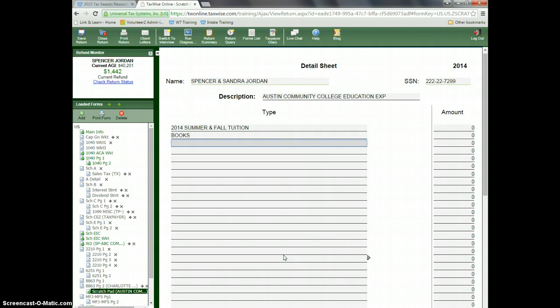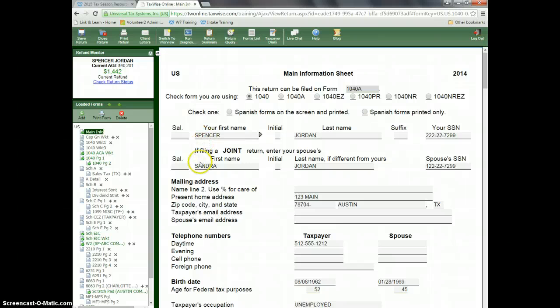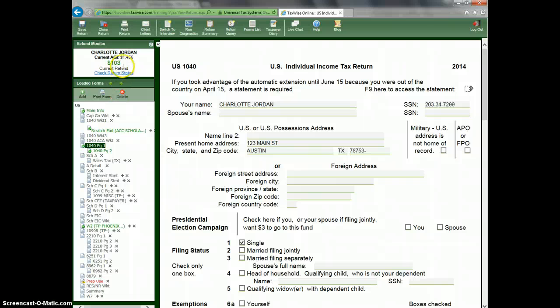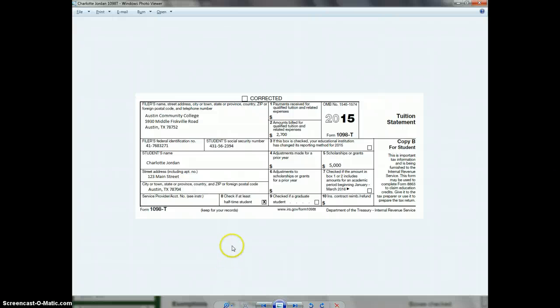We have an example here of two parents, Spencer and Sandra Jordan, and we're also doing a return for their daughter Charlotte. When they came in, Charlotte presented a 1098T from Austin Community College. You'll see she was at least a half-time student, and she had $5,000 in scholarship income, and the 1098T reported 2,700 in tuition that was billed.